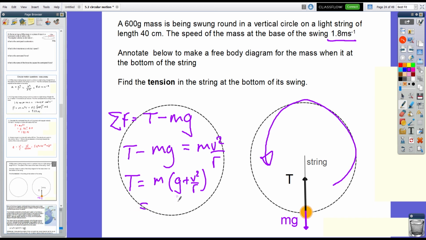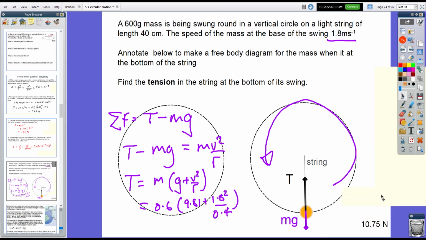If we put the numbers in, it's 0.6 times g, which is 9.81, plus v squared, which is 1.8 squared, over r, which is 0.4. If you do all that right, you should end up with 10.75 newtons. There we go, there's my answer: 10.75 newtons. Very good.